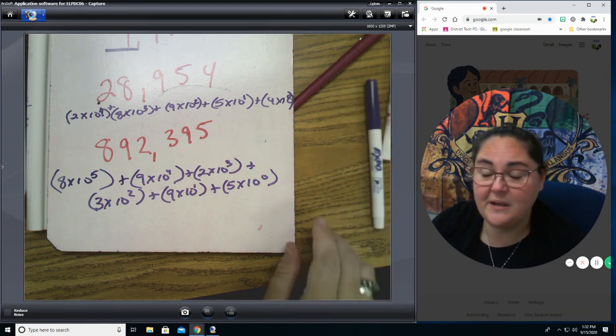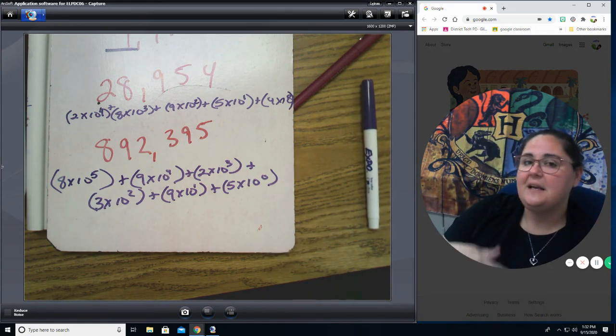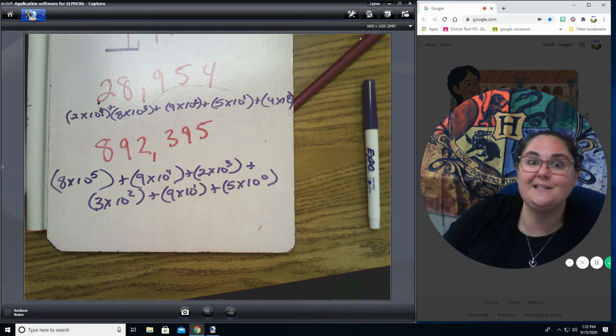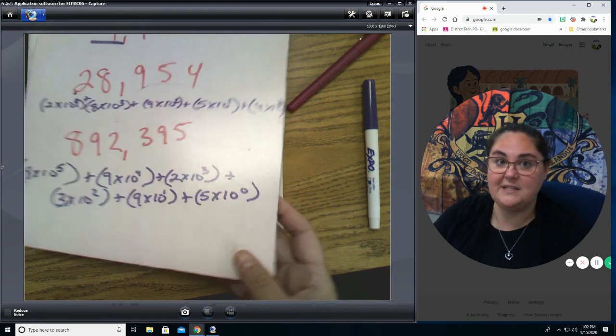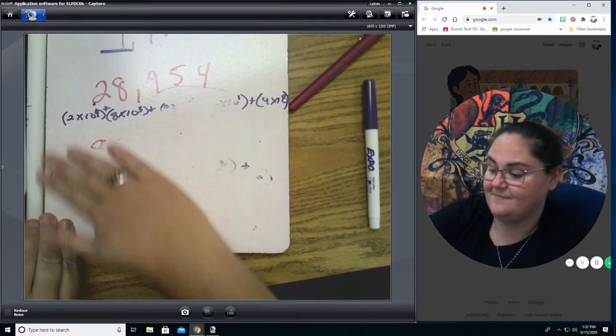This is a quick way to do it using powers of 10. I know I try to show you different ways because I want you to find one that works for you. So if this one works for you, great. If it doesn't, it doesn't.